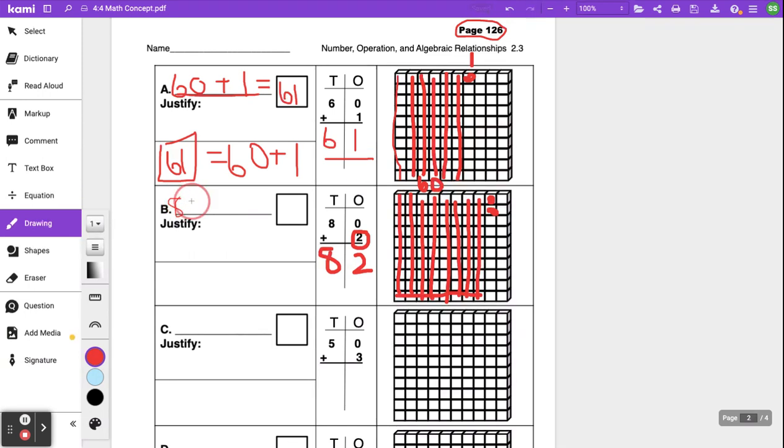Now we're going to write it over here on the side. Horizontally. 80 plus 2 equals 82. Remember, at the box at the bottom, write it the opposite way. Answer box. The sum of 82 is 80 plus 2.